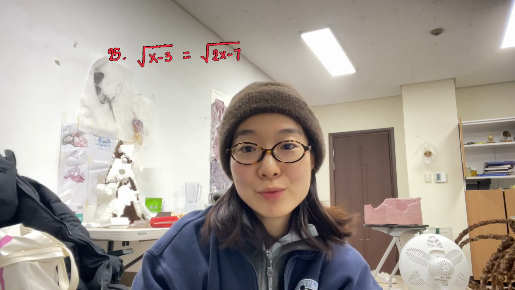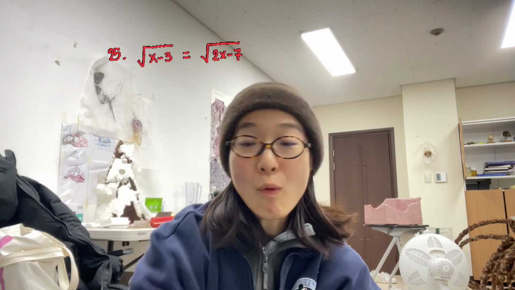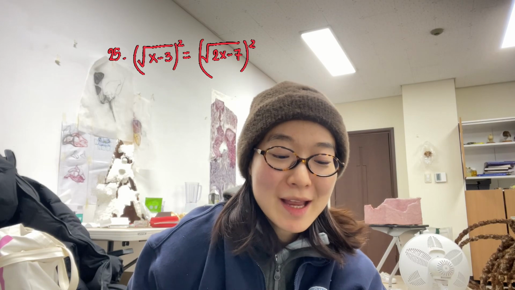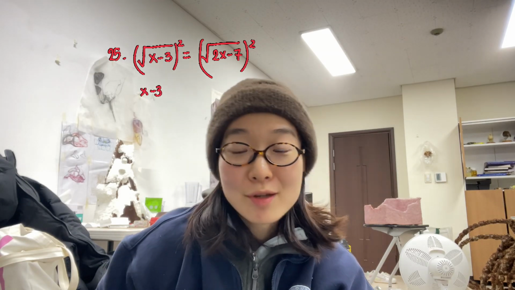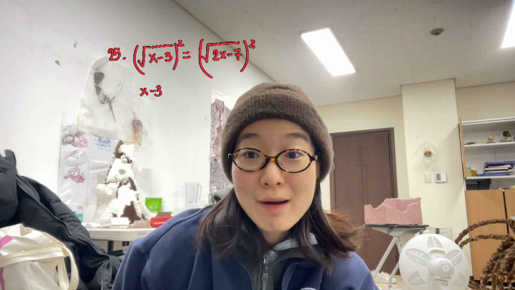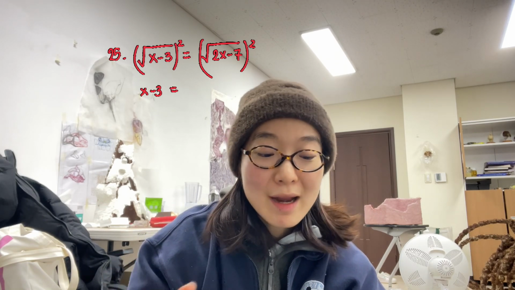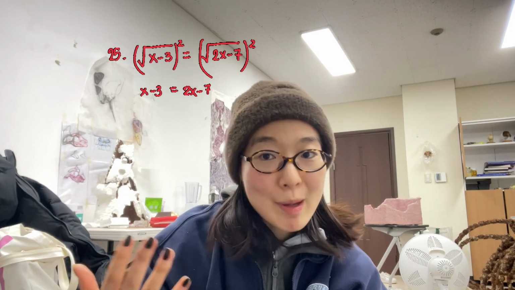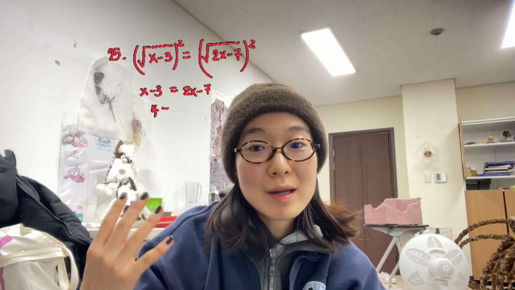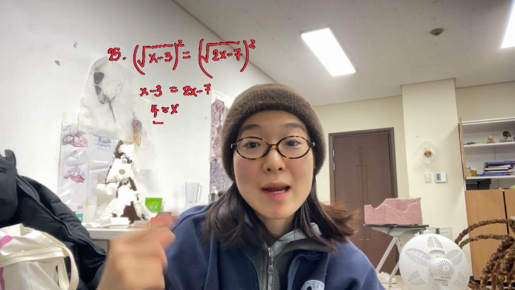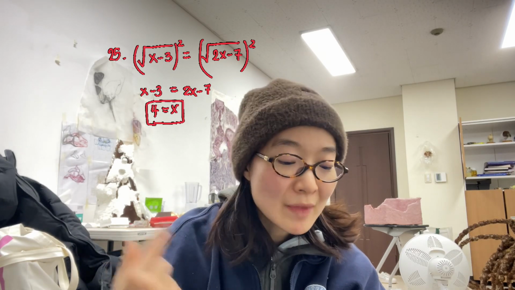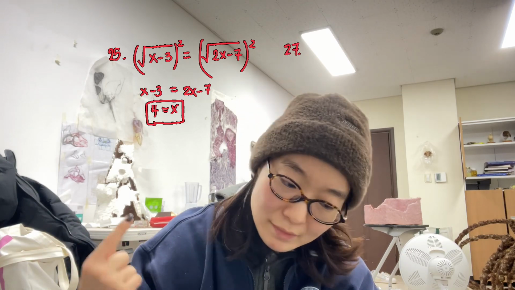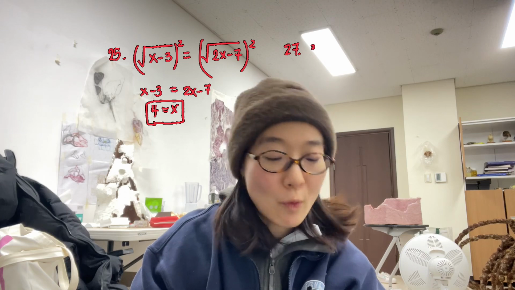We have square root of x minus 3 equals square root of 2x minus 7. And you know what? We can square both of them, right? Since they're equal to each other, remember, as long as they're equal, whatever we do to one side, we've got to do the same thing to the other side. So that means we have x minus 3 equals 2x minus 7, which just gives us x equals 4.